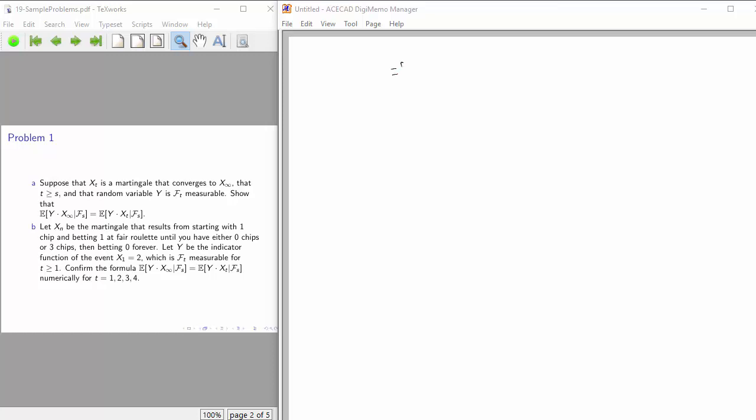I'm going to prove that if I pick any random variable y that is f sub t measurable for all t greater than s, then the expectation of the product of that with x infinity conditioned on the sigma field at s is exactly the same as the expectation of y times x sub t conditioned on f sub s, as long as t is greater than or equal to s.